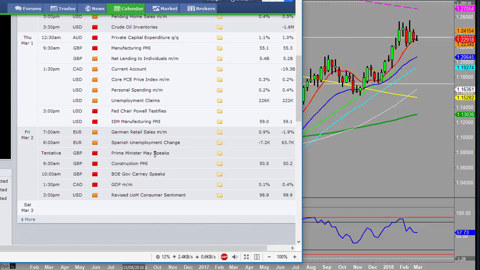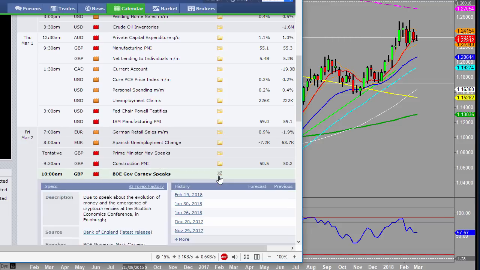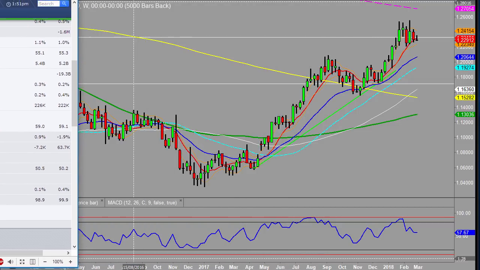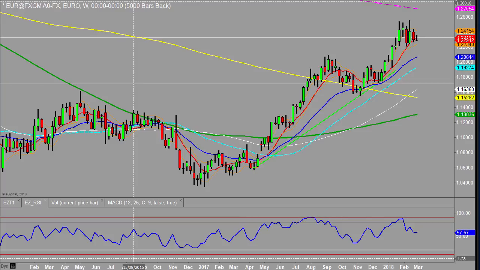Important on Friday, we've got Prime Minister May speaking at some point. It's tentative here at the moment. I'm not too sure what time it will come out, but there may be information from that leaked prior to Friday, so watch out on the pound from that point of view. And then we've got Carney speaking at 10 a.m. on the evolution of money, so okay, cryptocurrencies, at the Scottish Economics area. My favourite subject. It'll be interesting to see what he has to say. No doubt there'll be more cons than pros, but we'll see.